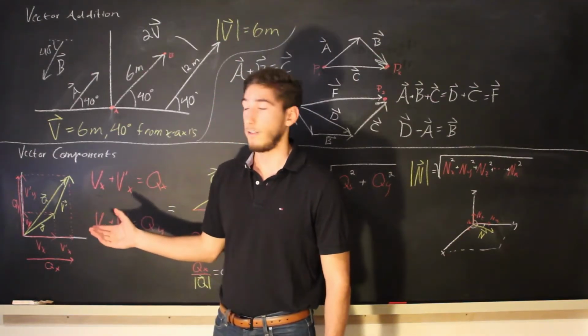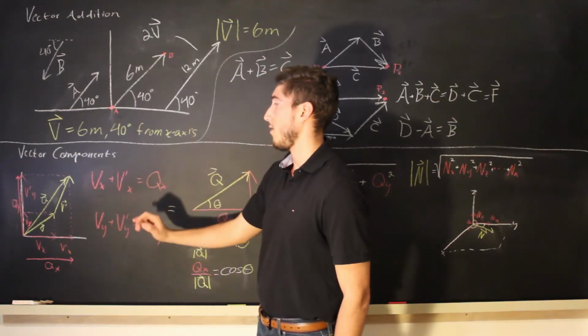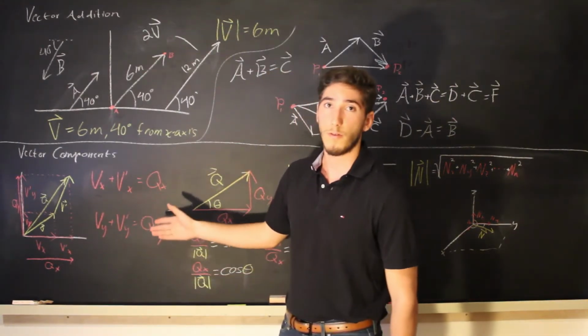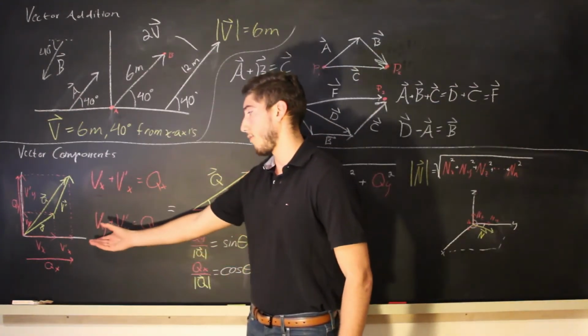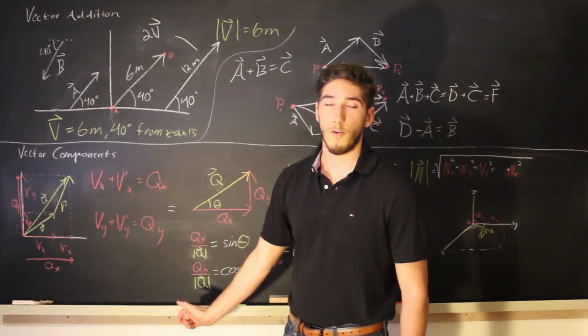Likewise, we can add components. The component of vector v in the x direction plus the component of vector v prime in the x direction is equal to the component in the x direction of q. Likewise, we have v of y plus v prime of y, and it's equal to component q of y.